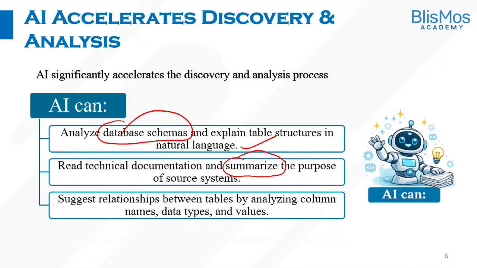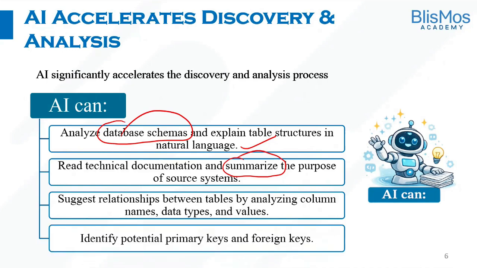As we understood, finding out the relationship between the tables is one of the most important aspects of any data engineering. So data architects or engineers may spend days of time to understand that. By using AI, we can take the help of AI to suggest the relationship between the tables, analyzing the column names, data types, and values.